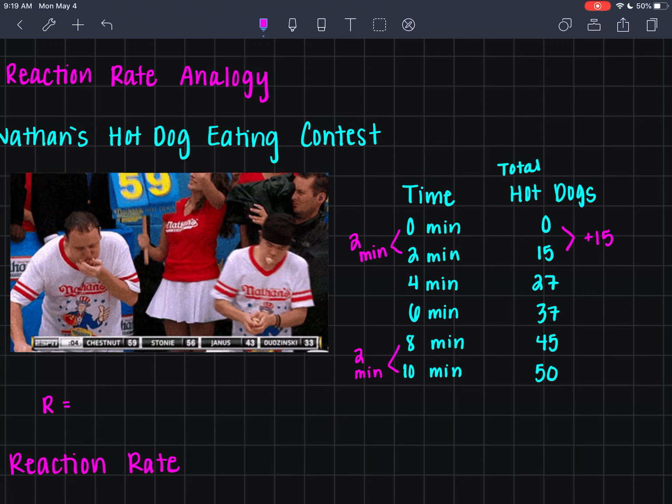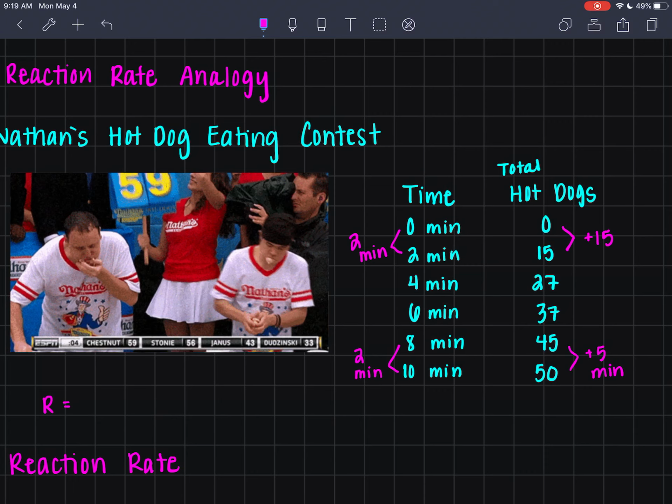In my last 2-minute window, how many hot dogs did this person consume? 5. That's a big difference. 5 hot dogs in 2 minutes versus 15 hot dogs in 2 minutes means that this contestant slowed down as they went through the competition. Now that seems fairly obvious, but having numerical data to back it up is always good as well.